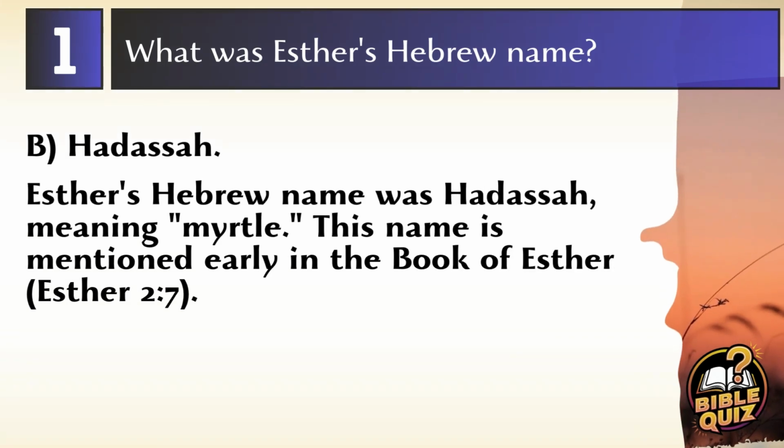Answer B. Hadassah. Esther's Hebrew name was Hadassah, which means myrtle. This name is mentioned early in the book of Esther, which sets the stage for her story, Esther 2-7.